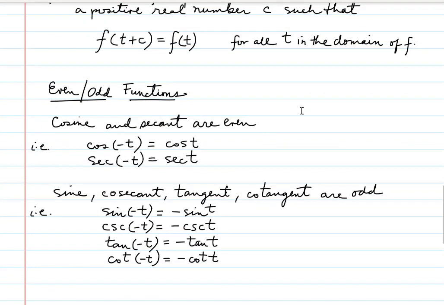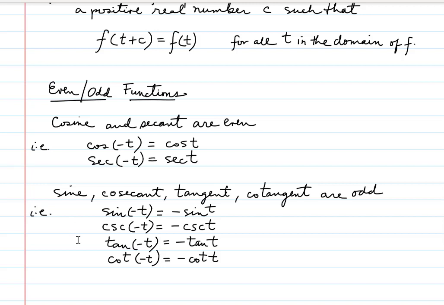Okay, and one last thing that we'll be doing a lot more of next section is something you've done before. It's even and odd functions. Now we've defined these functions here, and we're going to graph them in the next section, but some of these, specifically cosine and secant, are even, right? If you don't know, remember what that means. Basically the cosine of negative t is equal to cosine of t. Same thing for secant, and the other four, sine, cosecant, tangent, and cotangent, are going to be odd.